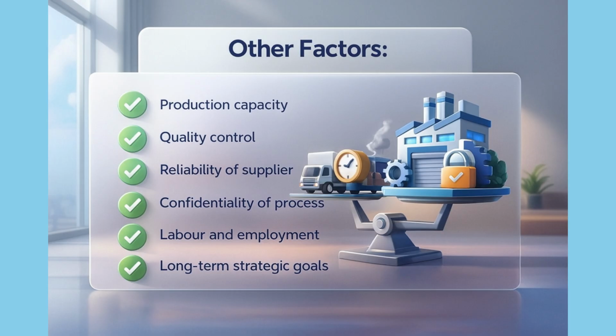Cost is not the only factor in make or buy decisions. Management must also consider: 1. Availability of production capacity, 2. Quality of supplier's product, 3. Reliability of supply and delivery time, 4. Confidentiality and security of design, 5. Impact on employees and equipment usage.